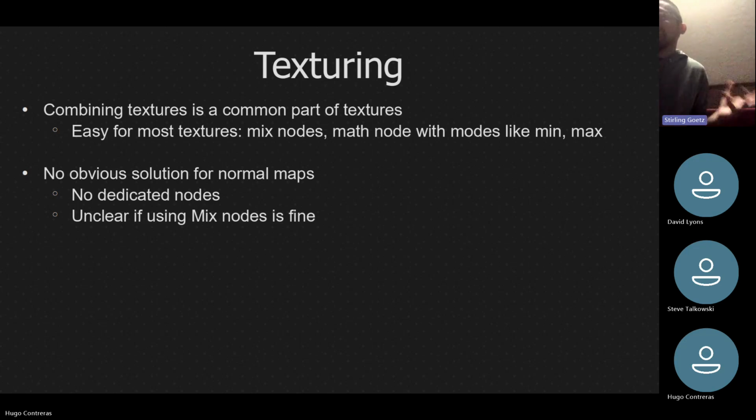But there really isn't a specific node for normal maps, and there's no real obvious way to do that. I mean, you can use, I guess, a mix vector node, but you have to question yourself, is that even valid? You're not taking into consideration any of the actual math behind normal mapping, are you?